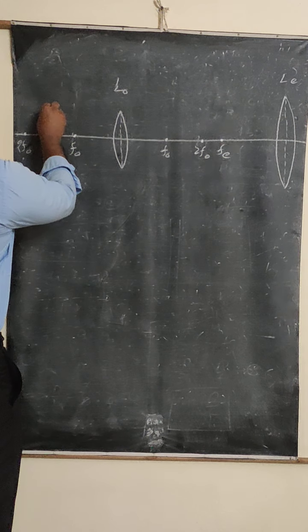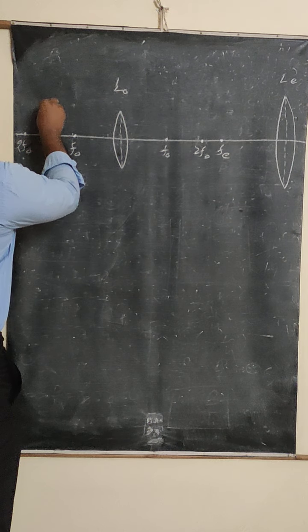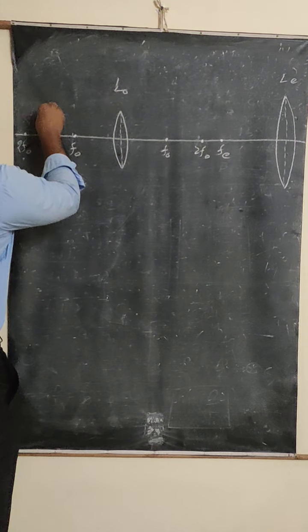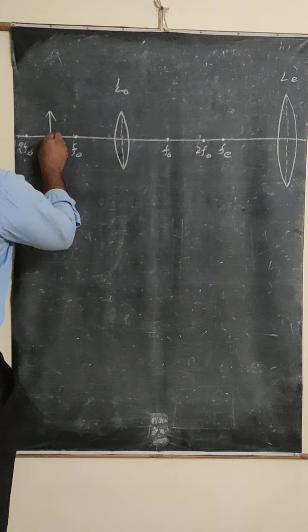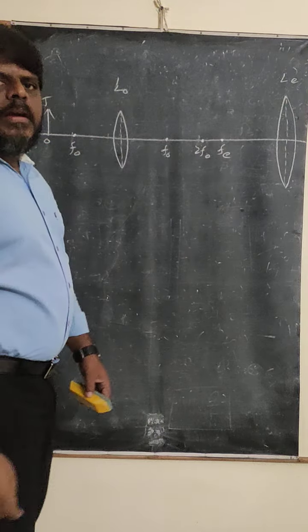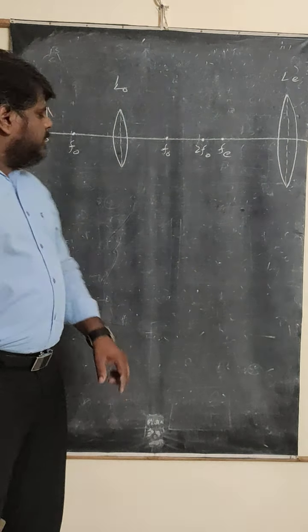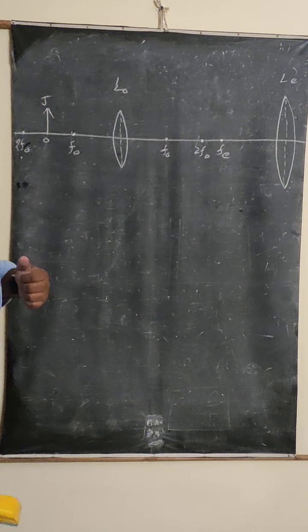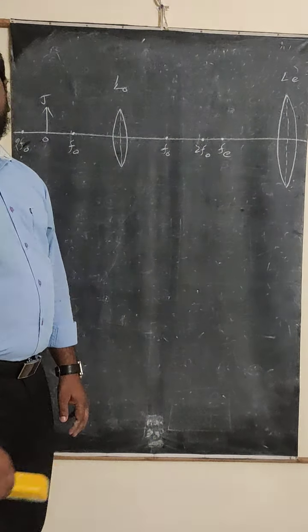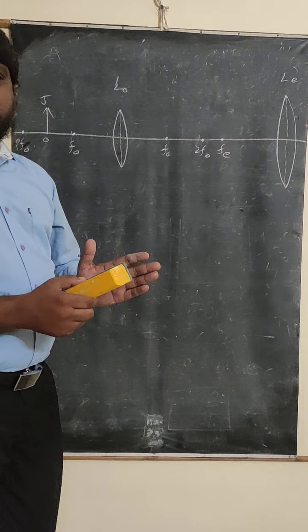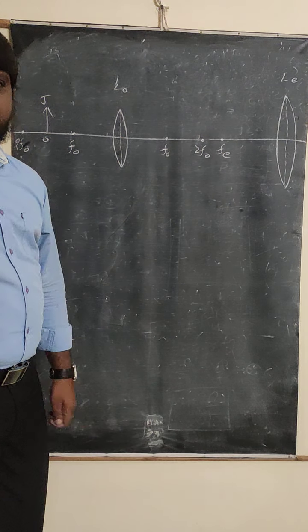Now, first you are just going to place the object exactly between F0 and 2F0. The object can be represented by OJ. You are going to place an object OJ between F0 and 2F0. This point is very, very important, you have to remember: you place the object between F0 and 2F0.